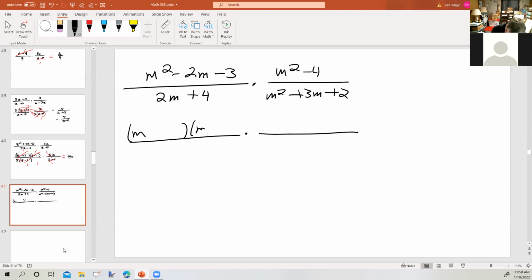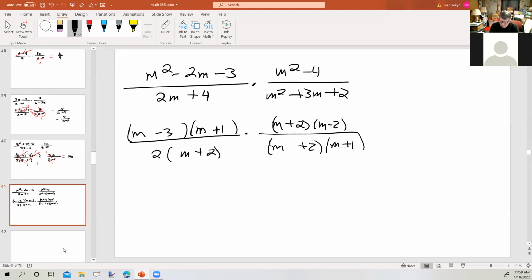This is going to be an m, and a minus 3 and a plus 1. This is going to be 2 and an m plus 2, taking out the greatest common factor. This is the difference of 2 squares. And this is going to be an m and an m plus 2 plus 1. So everything's factored completely. Let's see.